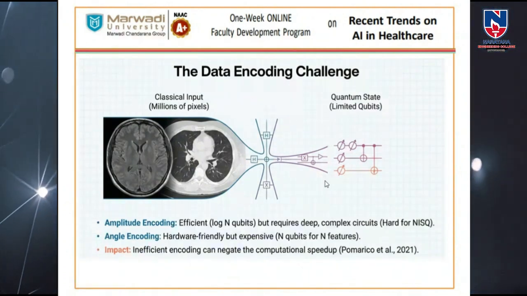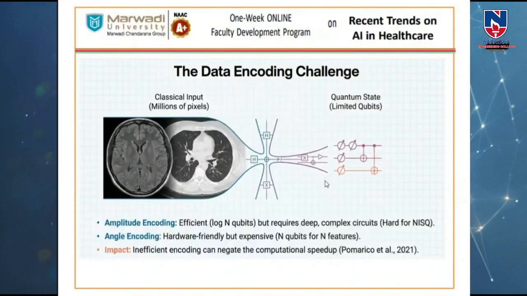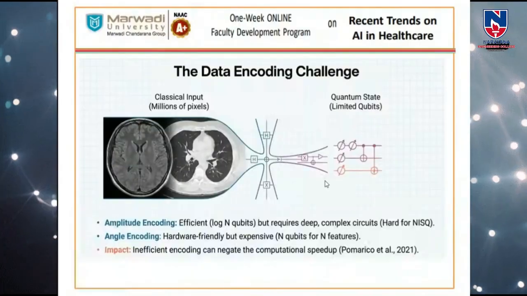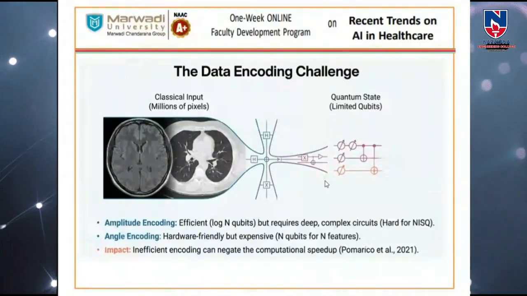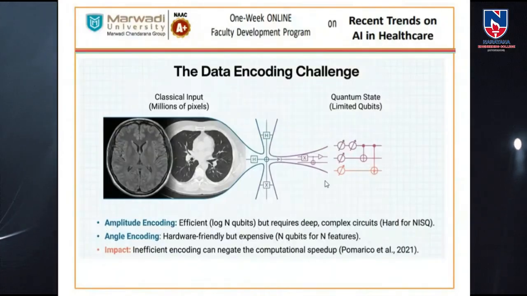Let's see the left side and right side. There is a huge difference. Ultimately, you are supposed to encode that without losing the actual information. Once you lose the information, the output will collapse. Collapse in the sense that it is not reliable.